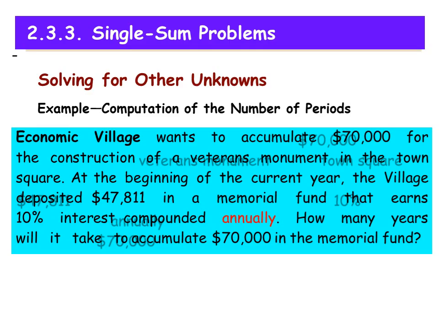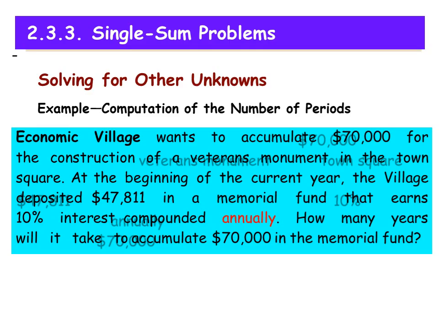The power of n. Our n value is n, which is what we are going to calculate. Now 47,811 over 47,811 times 1.1 to the power of n.